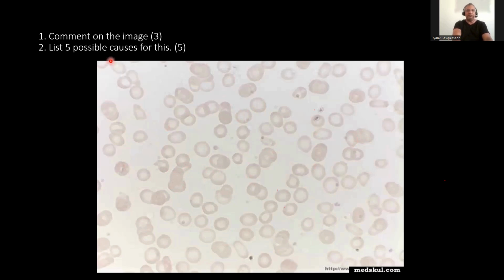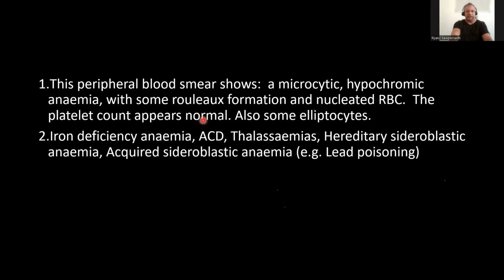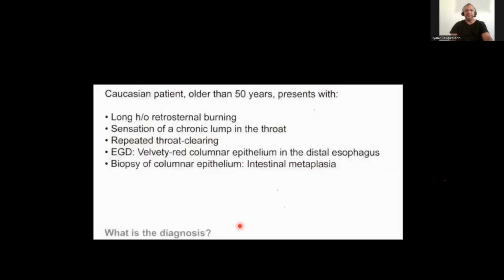Okay, and 5 possible causes for this picture. You guys know microcytic anemia can be due to TAILS. The acronym is TAILS. So T for thalassemia, A for anemia of chronic diseases, I for iron deficiency, L for lead poisoning, S for sideroblastosis. Okay, so that's it. Okay, back to our exam scripts.